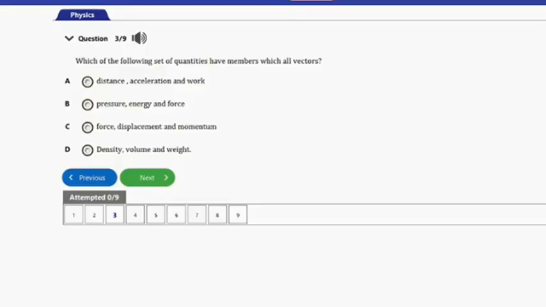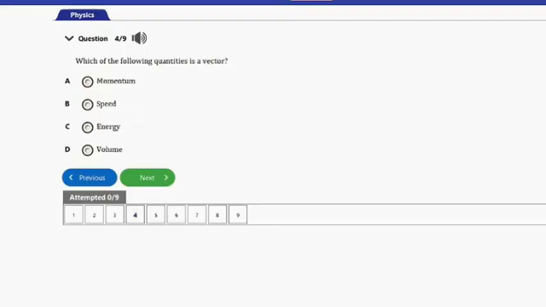Let's go ahead and consider the next question, guys. Alright, so the next question here is question number 4. It says, which of the following quantities is a vector? We have A, momentum, B, speed, C, energy, D, volume. So guys, the vector quantity here is momentum. Momentum is mass times velocity, and that's the quantity here that has both magnitude and direction. So that's option A. Let's go ahead and consider the next question, guys.